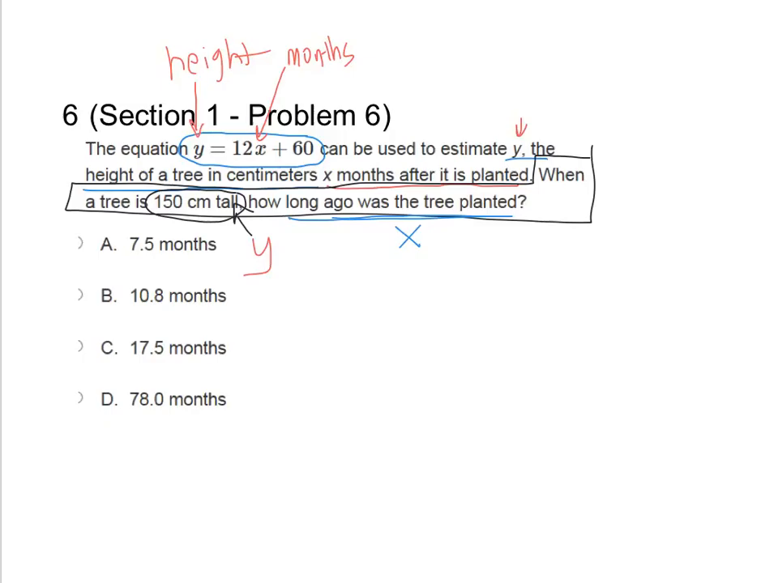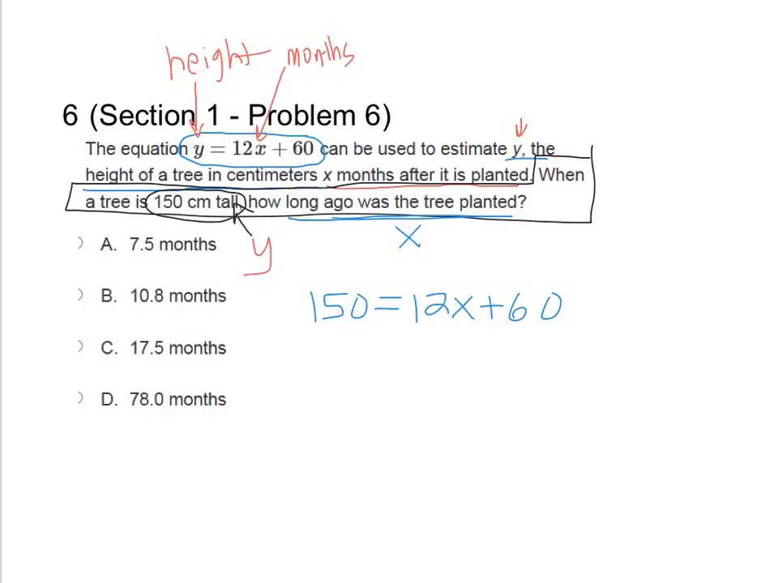So what we're going to start off by doing is we're going to use this equation, but instead of using a y value, we're going to use the y value that they gave me. So 150 is my new y value, and then we're going to write down the rest of the equation equals 12x plus 60. Remember, once again, my goal is to figure out how long ago the tree was planted. So really, I'm trying to find x, the number of months. So I want to get this x all by itself.